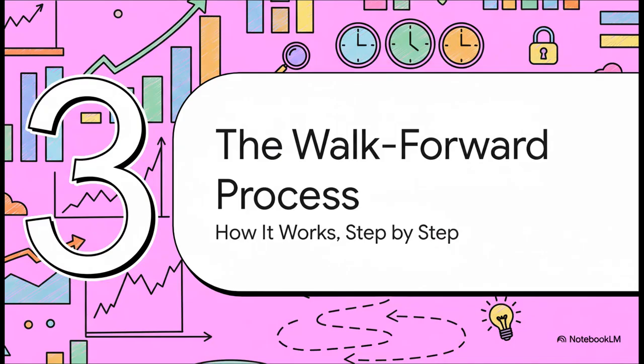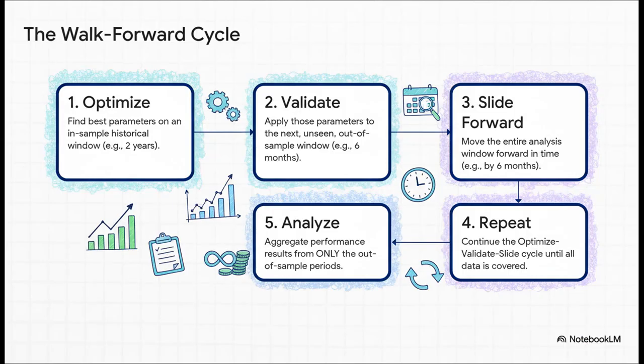Okay, so let's get into the nitty-gritty. Let's break down the mechanics of how this thing actually unfolds. It's a really clever, repeating cycle that puts your strategy through its paces. So here's how the cycle works. First, you take a block of data, let's say 2 years' worth, and you optimize your strategy on it. That's your study period. Then, you lock in those best parameters and you apply them to the next 6 months of data, your exam period.